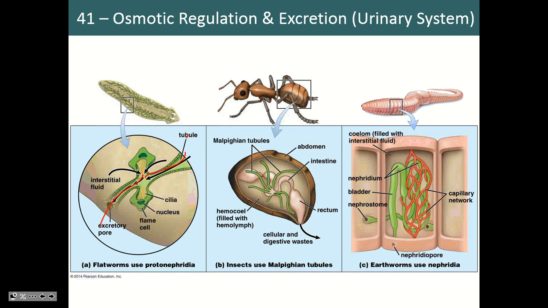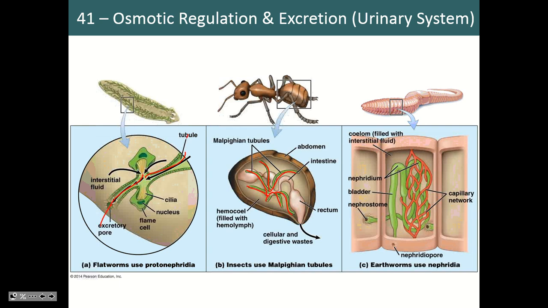An ant and other insects have a structure known as the Malpighian tubule. And these are collecting tubes within the organism's hemocoel. So this is that fluid-filled space containing blood and hemolymph. And the Malpighian tubules are going to be collecting metabolic waste and excess fluid from that cavity and then dumping them directly into the intestine.